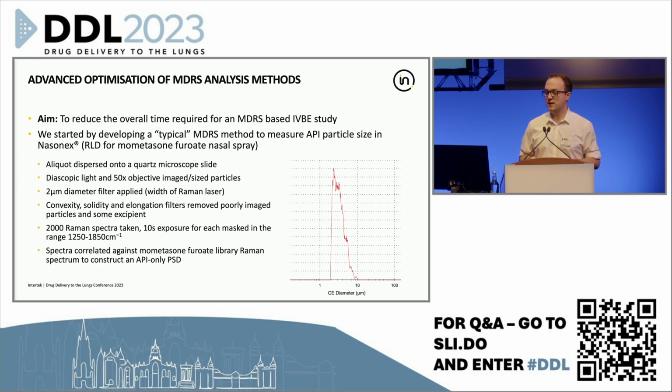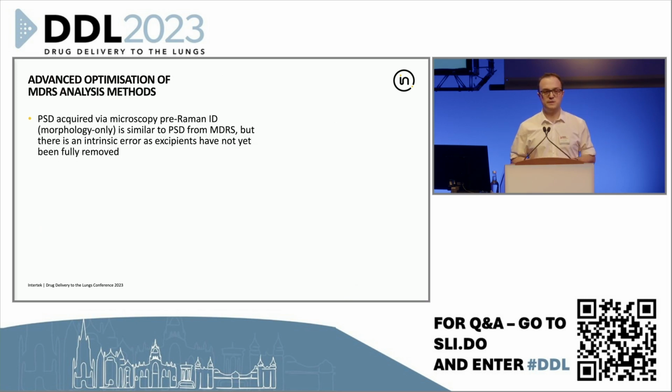We also applied some convexity, solidity, and elongation filters, which are morphological filters during the microscopy section, which are fairly standard parameters. We did note that the PSD you measure with the microscopy pre-Raman identification, so this is without the selectivity element, was still relatively similar to the measurement you get post-Raman ID from MDRS. However, there is an intrinsic error in that measurement because you haven't yet removed the excipients from the analysis. Remember, the aim is to measure a PSD of just the API within that suspension.